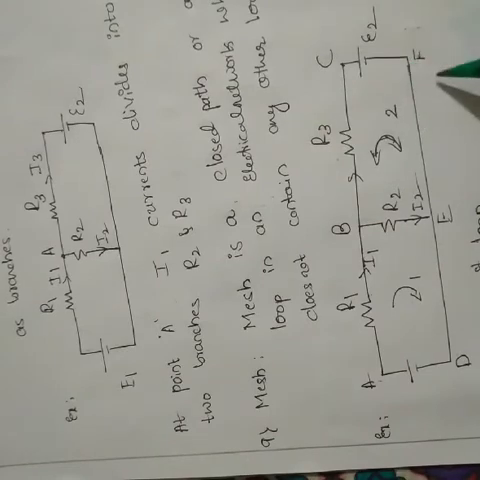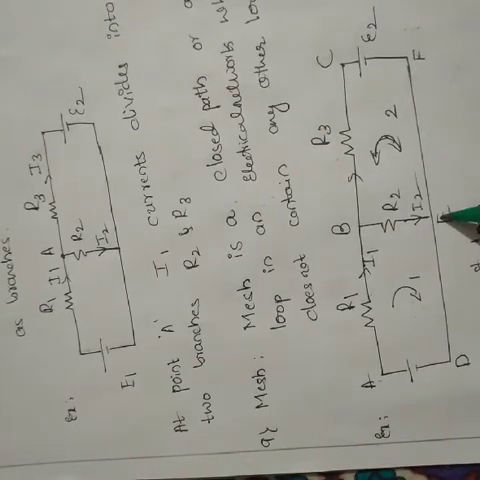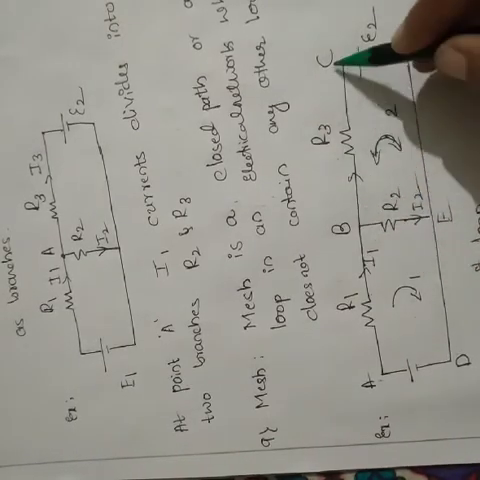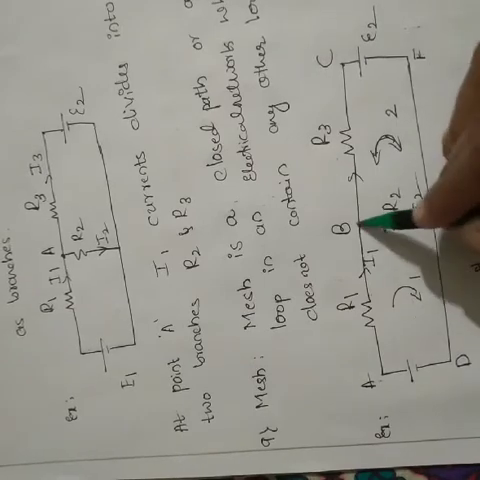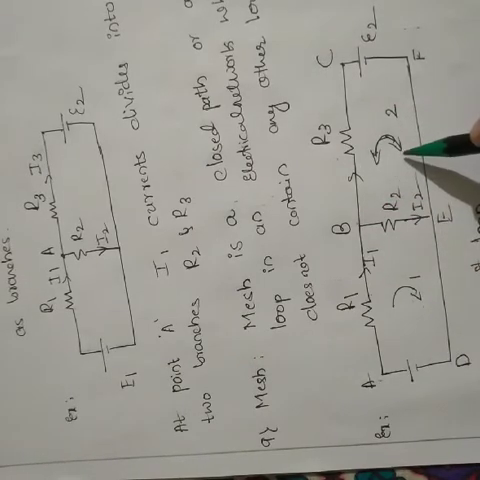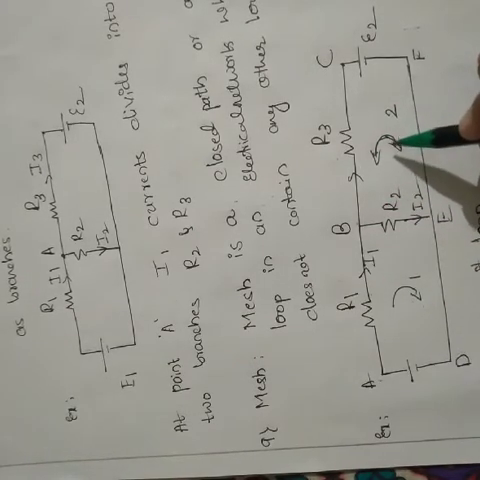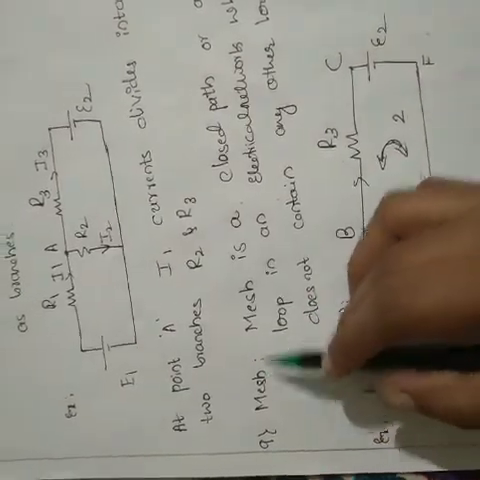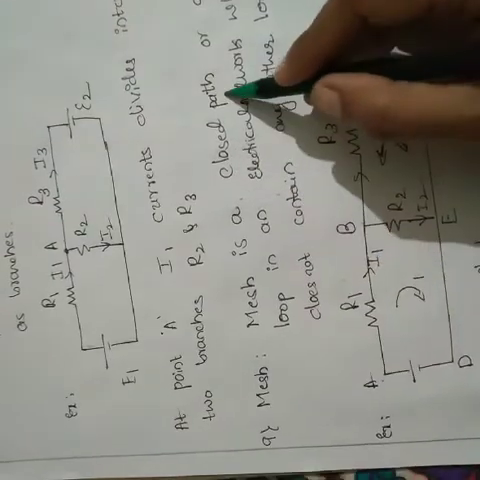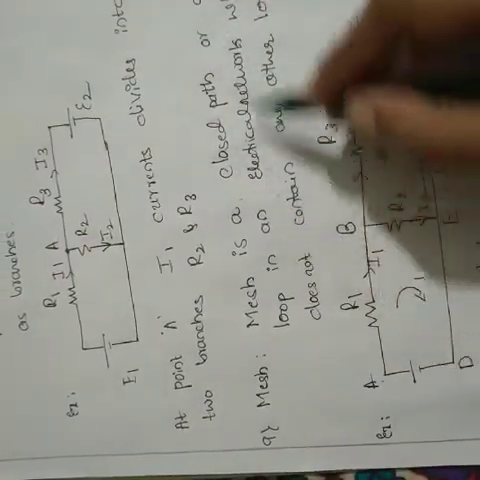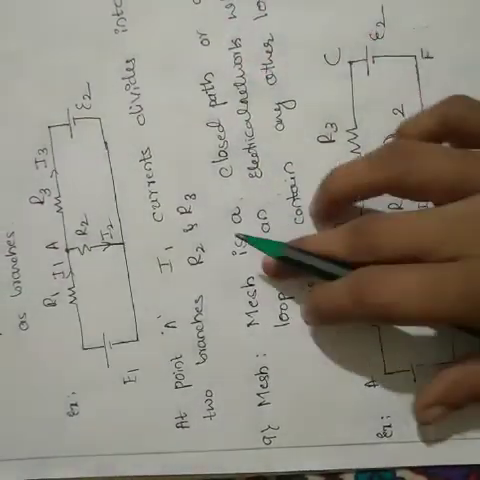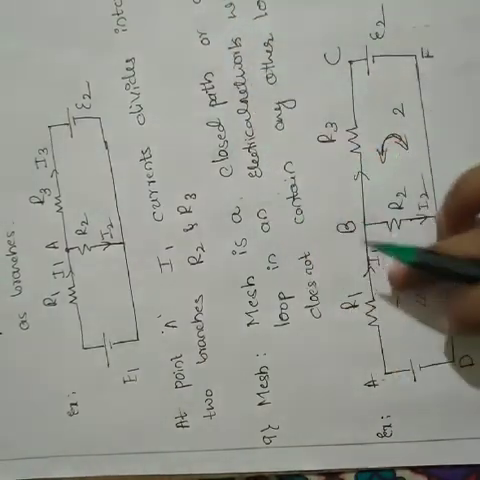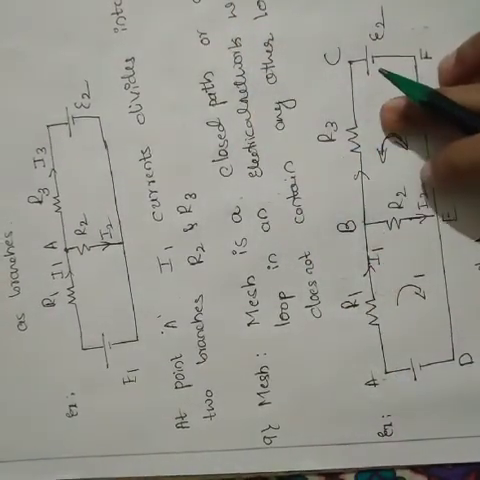B, C, F, E, B becomes the second mesh. This is the second closed path. Loop 1 and loop 2 are called meshes. A mesh is a closed path or loop in an electrical network. This is called a mesh.